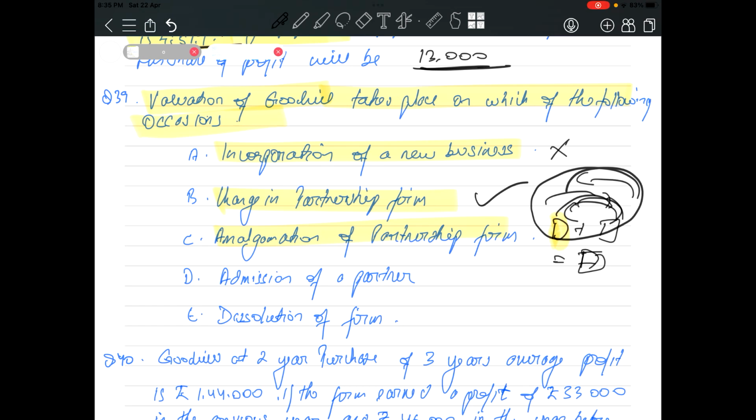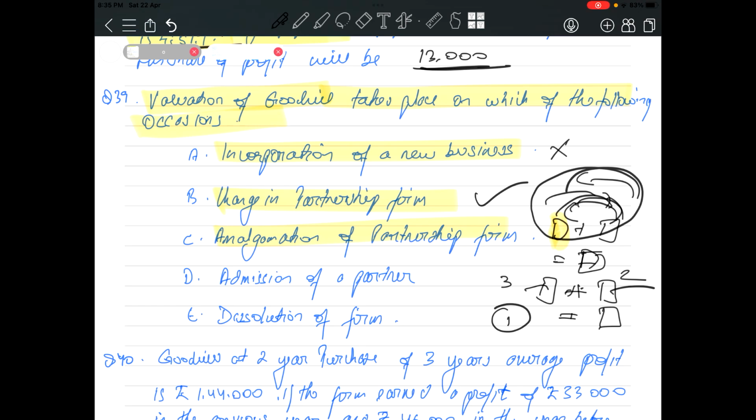Yes, because both the firms will have partners, right? Both the firms will be merged into one firm. They will amalgamate into one firm. So partners will be here also. We all know the total share of the firm is 1. Out of this 1, let's say there are 3 partners here and 2 partners here, so there will be changes in the profit sharing ratio.